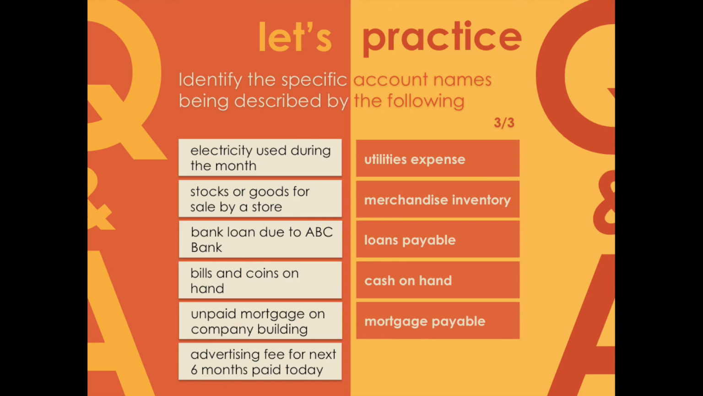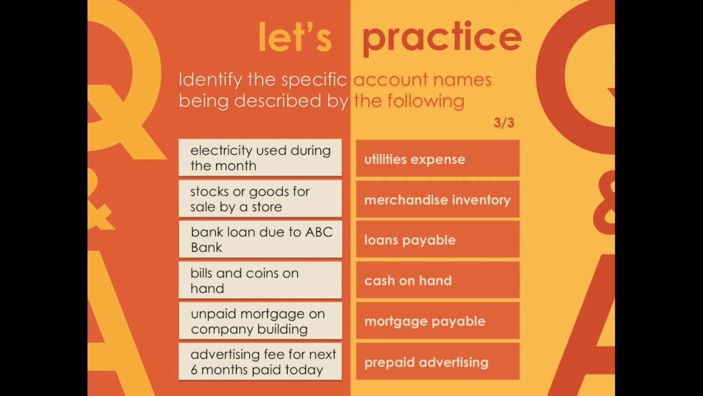Last, we have advertising fee for the next 6 months paid today. So this is a payment made in advance, meaning this is a prepaid expense. And what specific type of prepayment? Advertising. So the correct answer is prepaid advertising. So that's the end for the first part of our concepts application.